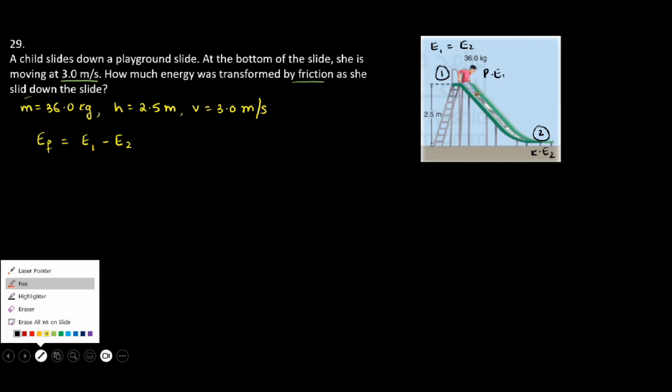So I can take energy at point 1 to be at the top of the slide and point 2 to be the bottom of the slide. And we know at the top, the total energy of a system is just its potential energy. And at the bottom, the total energy of a system is just its kinetic energy. So again, when we solve for energy transformed into friction, I will write potential energy at the top minus kinetic energy at the bottom.